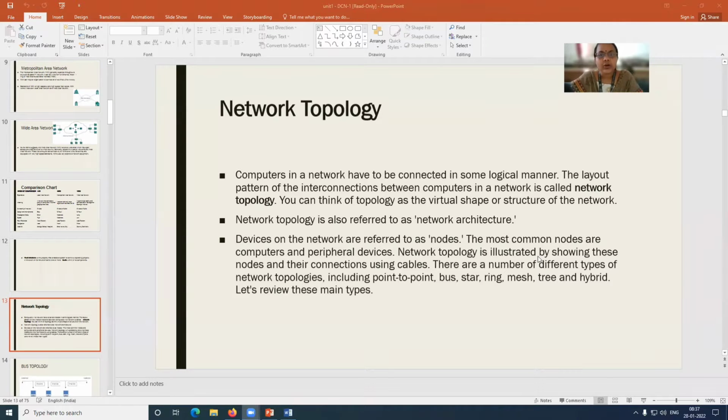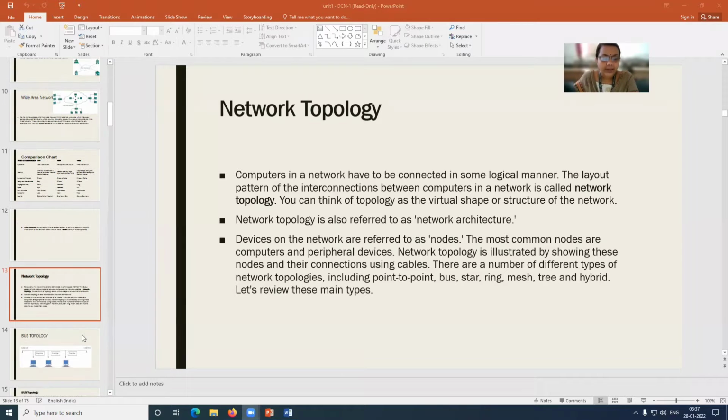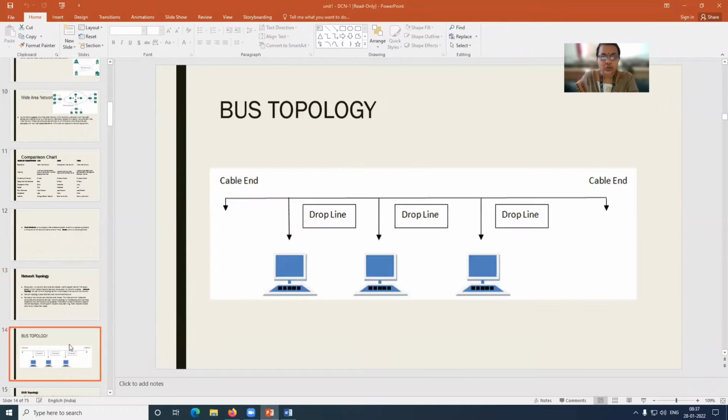Depending on the topology, there are 5 to 6 categories, so we will go through them one by one. How we are arranging them is called the network architecture. And I told you the devices connected to the network are called nodes. So network topology means how the nodes are connected in your network. And the first one is the bus topology.